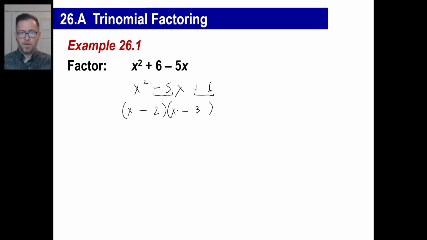And again, it doesn't matter if you have x minus 3 here and then behind it x minus 2, it doesn't matter. 8 times 7 is the same thing as 7 times 8. So just make sure you have the right sign in front of the right number. And in this case, it doesn't matter because they're both negative.